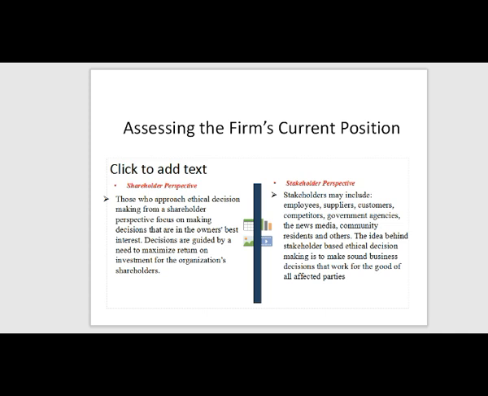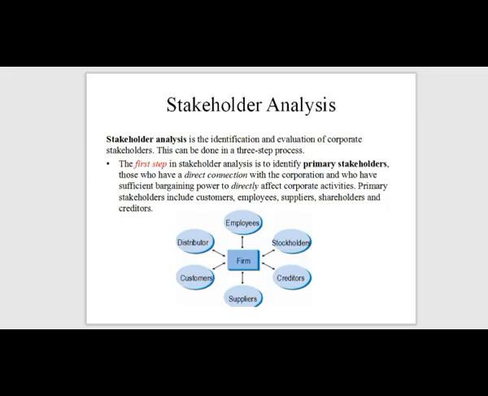Those who approach ethical decision making from a shareholder perspective focus on making decisions that are in the owner's best interest. Decisions are guided by the need to maximize returns on investment for the organization's shareholders. Stakeholders may include employees, suppliers, customers, competitors, government agencies, the news media, community residents, and others. The idea behind stakeholders is based on ethical decisions being taken to make sound business decisions that work for the good of all affected parties.